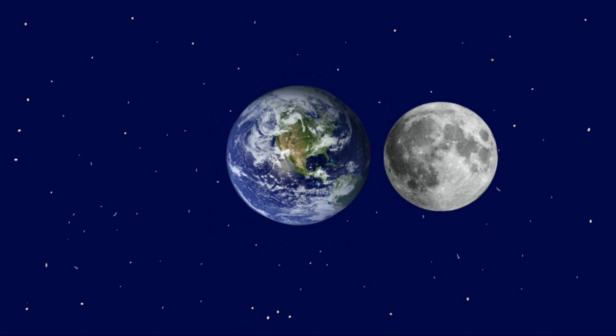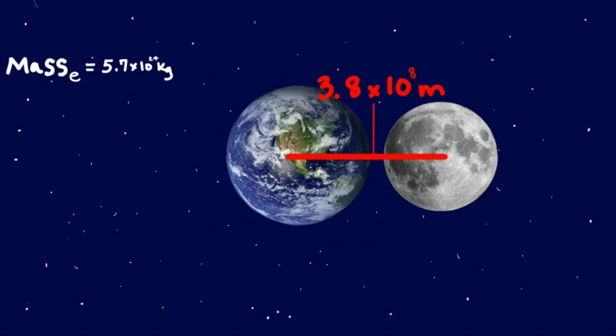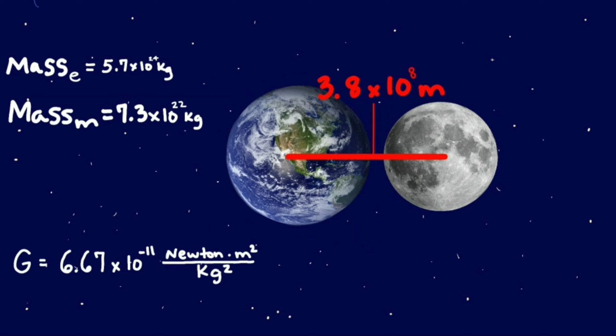How fast does the moon travel in its orbit around the Earth? If the mass of the Earth is 5.7 times 10 to the 24 kilograms, the mass of the moon is 7.3 times 10 to the 22 kilograms, the radius of the moon's orbit is 3.8 times 10 to the 8 meters, and g is 6.67 times 10 to the negative 11 Newton times meter squared over kilogram squared.